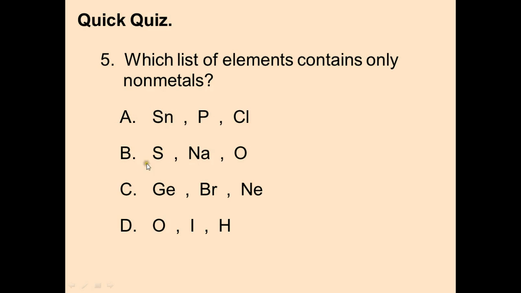And then B, S, Na, and O. S is sulfur, Na is sodium, and sodium is a metal, so you can eliminate B. Then let's go to C. Ge is germanium, which is a metalloid, so you can eliminate C. So the answer is D. And just to check, O is oxygen, a non-metal, I is iodine, a non-metal, and H is hydrogen, which is definitely a non-metal, so the answer is D.